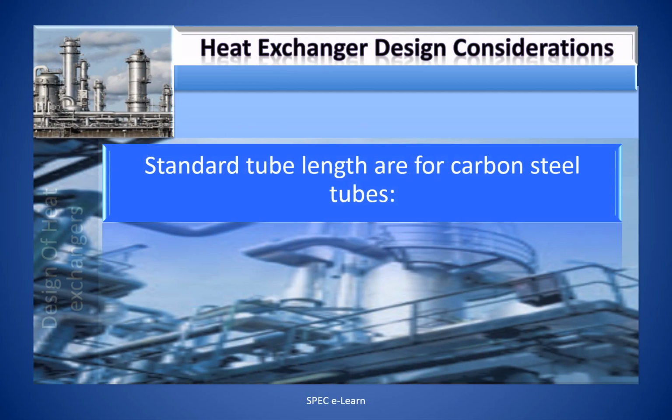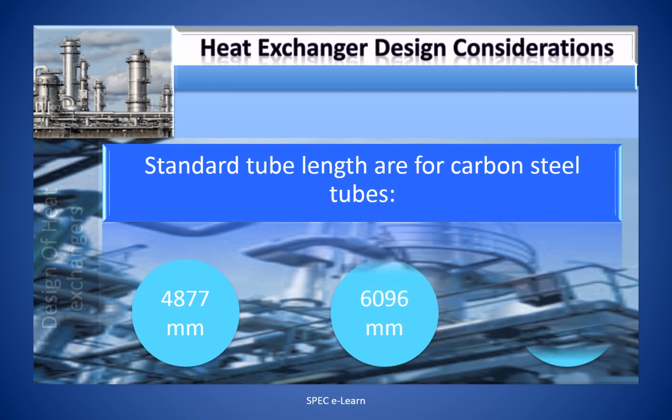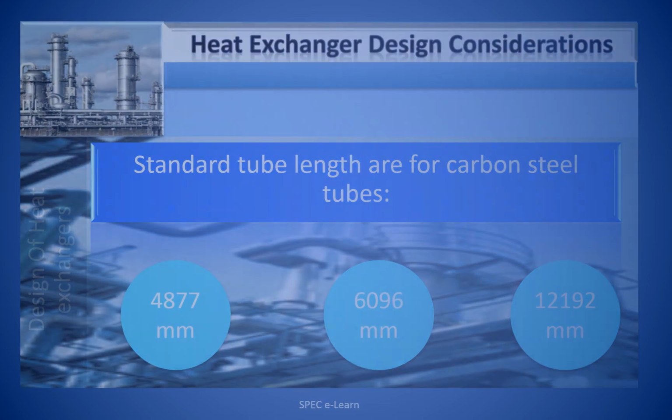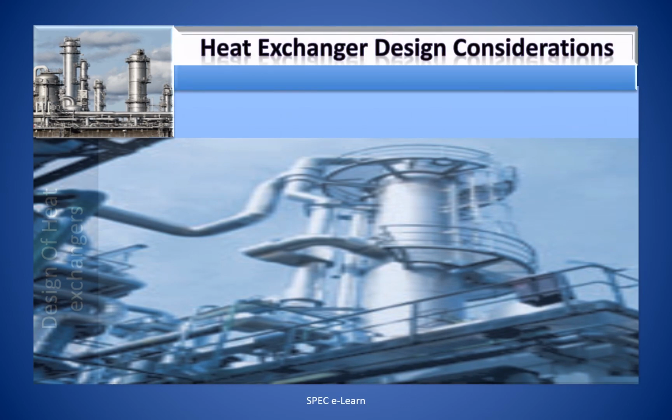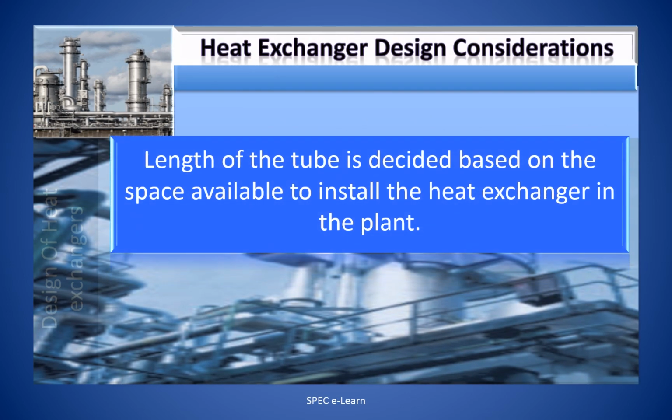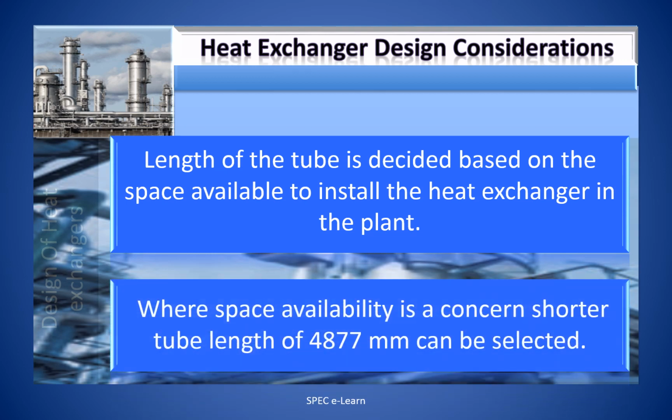The standard tube lengths for carbon steel tubes are 4.877 meters, 6.096 meters, and 12.192 meters. The length of the tube is decided based on the space available to install the heat exchanger in the plant. While space availability is a concern, a shorter tube length of 4.877 meters can be selected.